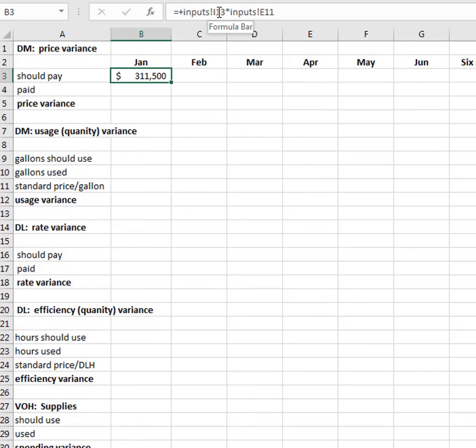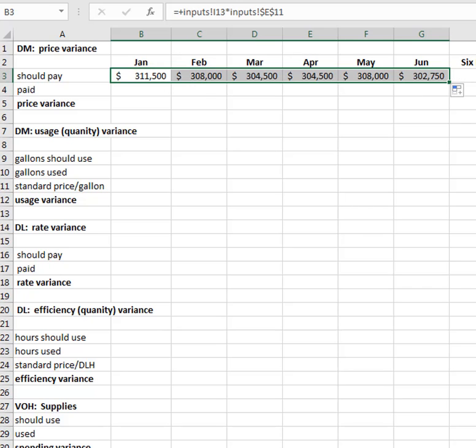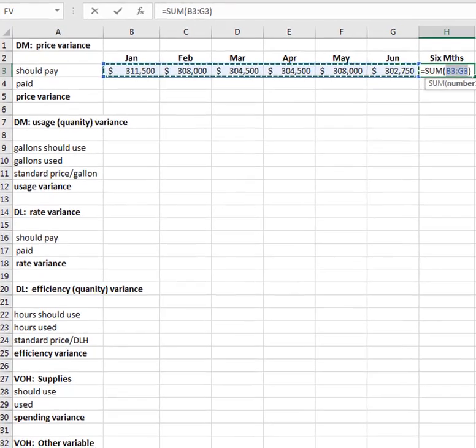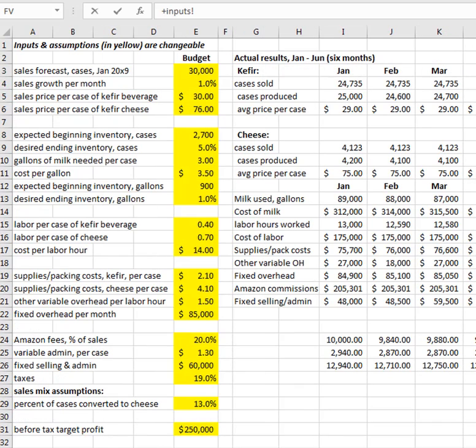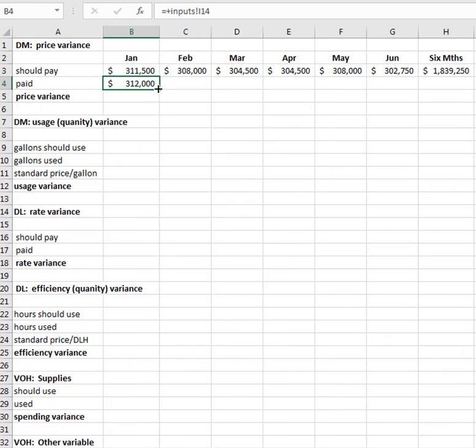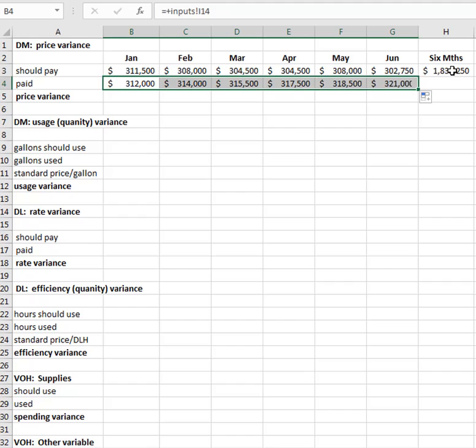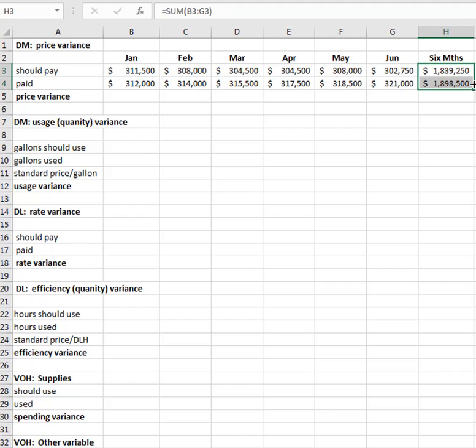And if we anchor the price per gallon here, we can then pull that across. And we can get a sum, a 6-month total. And then what did they pay? They told you that: the cost of the milk. And then you can again just pull that across, pull that down, and you have a comparison. And then you can calculate the price variance.